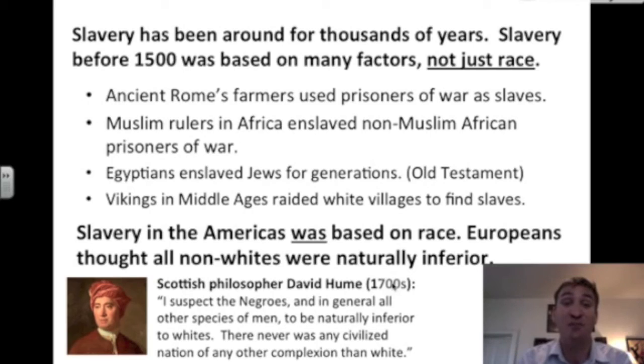He said, "I suspect the Negroes, and in general, all other species of men, to be naturally inferior to whites. There never was any civilized nation of any other complexion than white." David Hume thinks the white race is far superior, and many other Europeans at that time agreed.